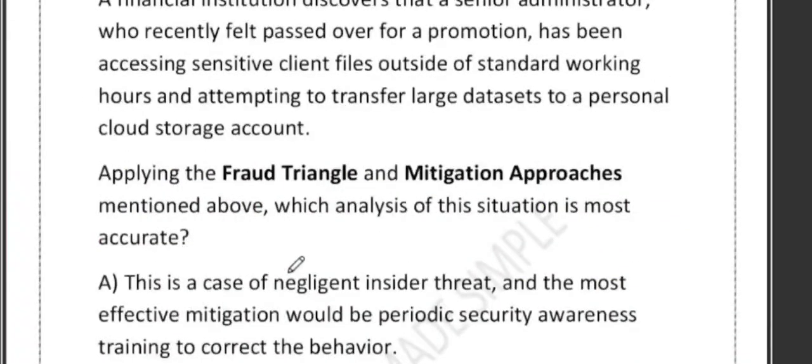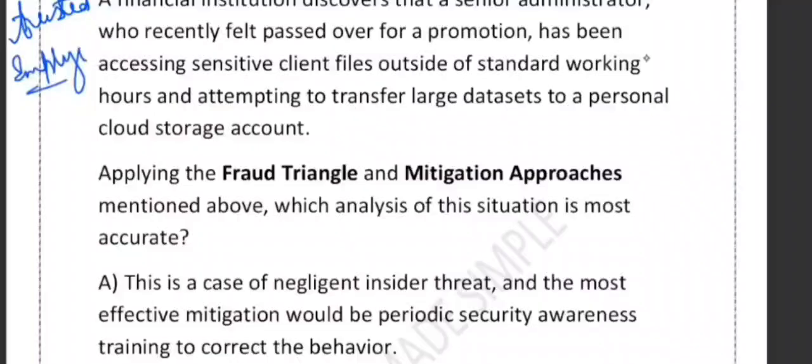Now friends, let's look at the next question. Ever wondered why trusted employees sometimes turn into insider threats? There are some trusted employees, and those trusted employees sometimes turn into insider threats.